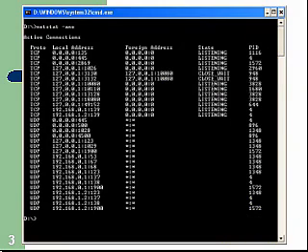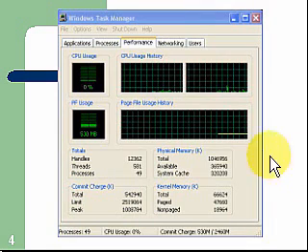Now, if you don't have any processes running, you can hit Control-Alt-Delete. This will bring up your task manager, and you can verify that you don't have anything running. You can look up here at your CPU usage. If it's at zero, you can be assured that there's really no processes running. That's pretty much what you want to see when your computer is just sitting idle. If, again, you have a lot of processes running, you might want to investigate that to find out what those are.